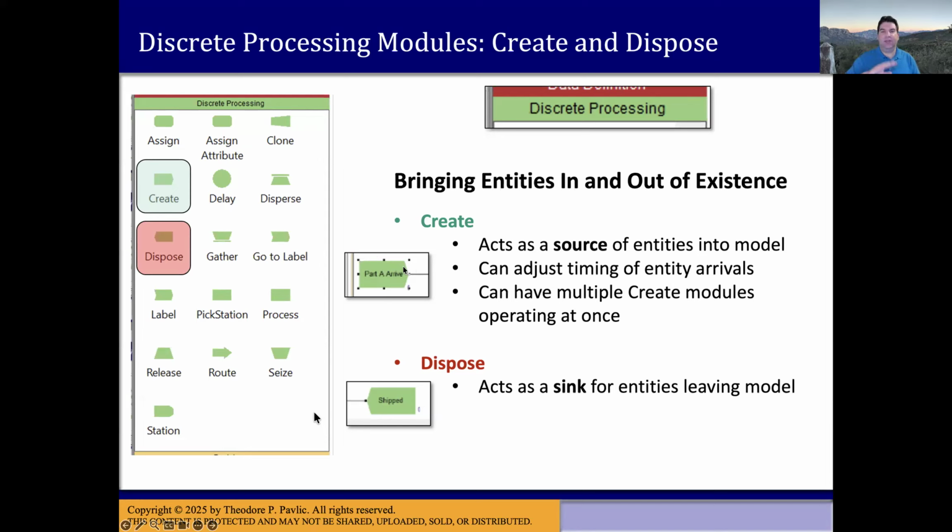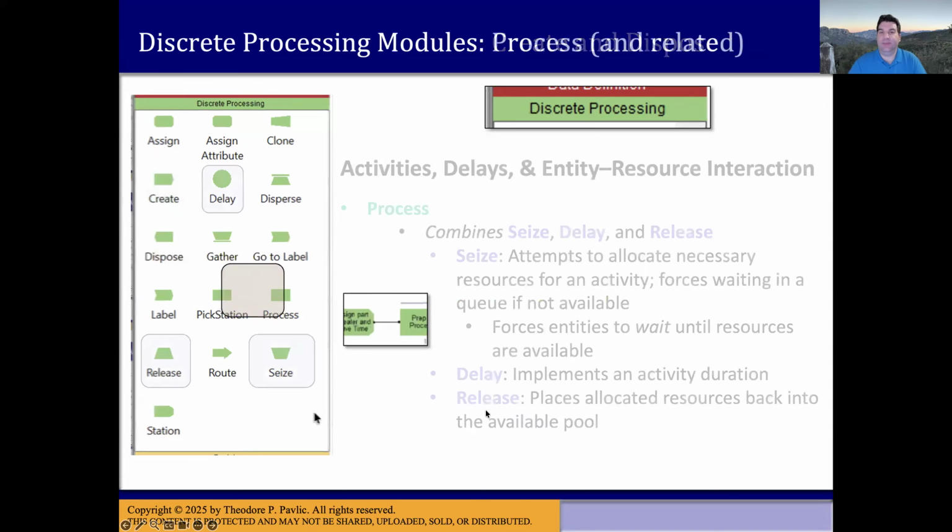Now, eventually those entities go through your system and have to go somewhere. And in the student version, you're limited to having 150 entities at any one time. So it's really important to get rid of them as quickly as possible. So you might have to simulate just small systems. But just in general, there's boundaries of your system, and eventually your entities become uninteresting to the research problem you're studying. So you got to get rid of them. And so that's why we have the dispose block. And so we pull that dispose block, and it acts as a sink for those entities leaving the model or leaving your model's boundaries.